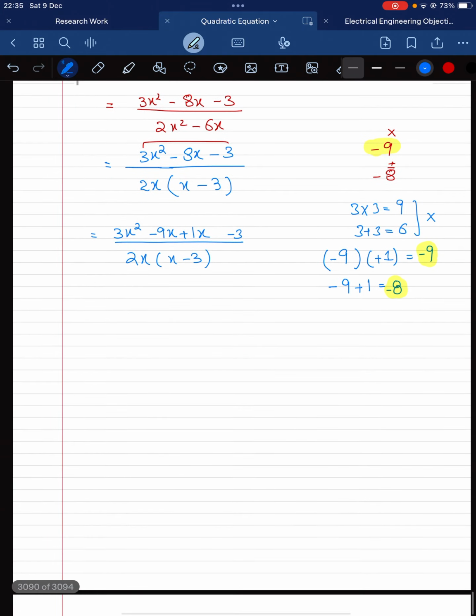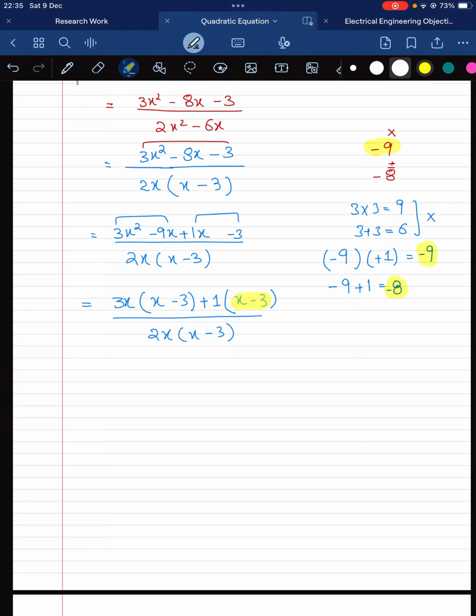Now we need to take common factors from the first two terms and from the last two terms. In the first two terms we have a common factor of 3x, so if we take 3x common, we get (x minus 3). In the last two terms we don't have any common factor, so we can take 1 as the common factor, and what is inside the bracket remains the same, over 2x into (x minus 3). Now you can see that we are doing it right because we are getting the same terms. If you get the same terms, it means that you are doing the question right.